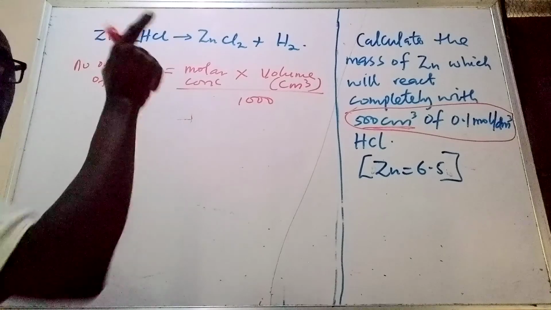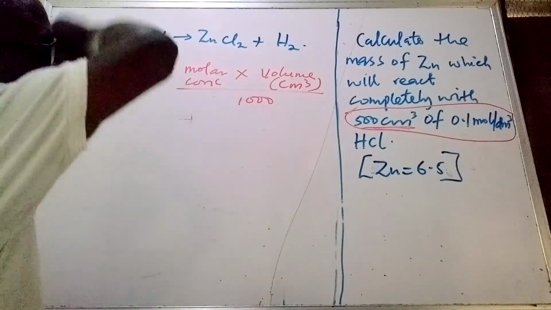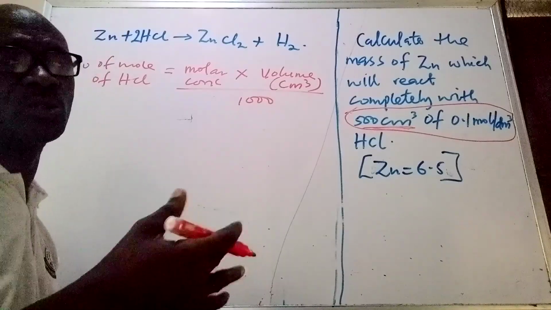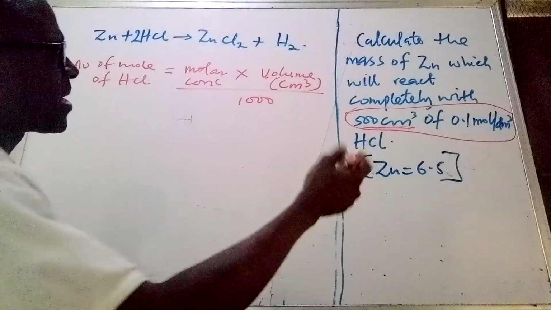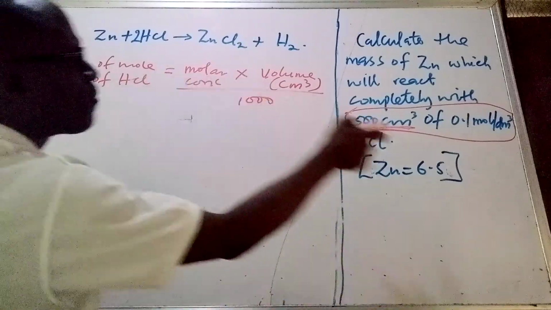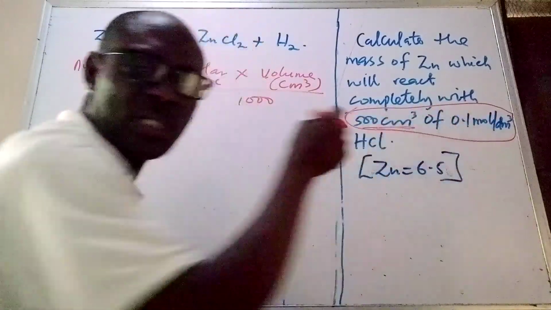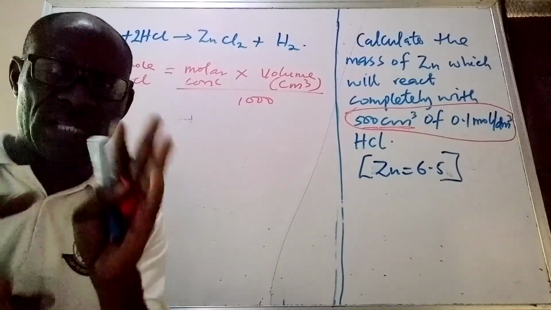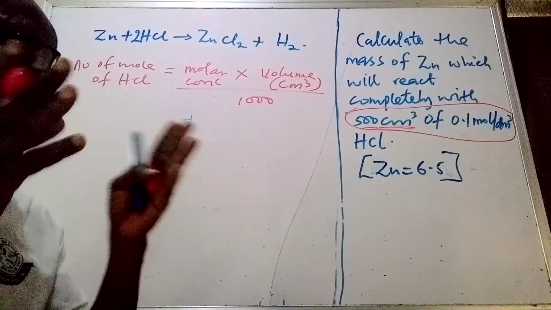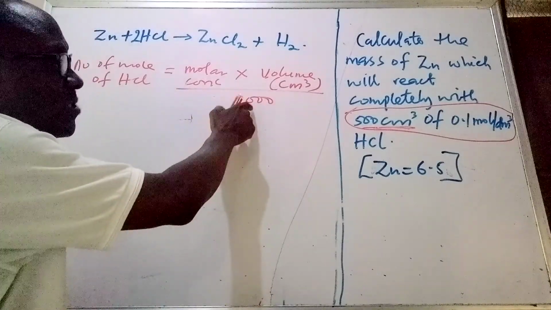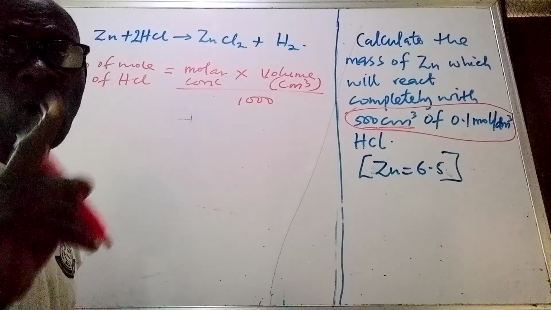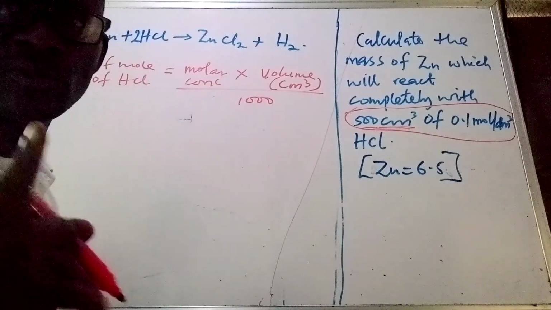The other one, I did not divide by 1000 because I was to find the volume, and I found my volume in dm cube, then later changed it to cm cube. But this time around, we are given volume in cm cube, and molar concentration is mole per dm cube. So the units of volume will not correlate. We need to make them uniform. That is the essence of this 1000. Because 1000 cm cube is equivalent to what? 1 dm cube. Take note of that.